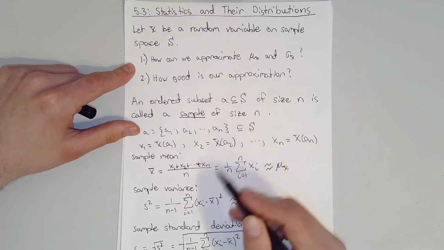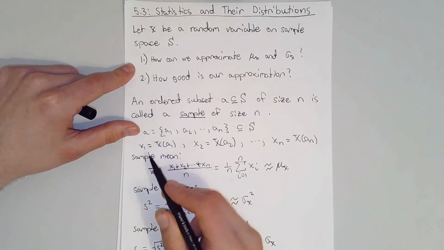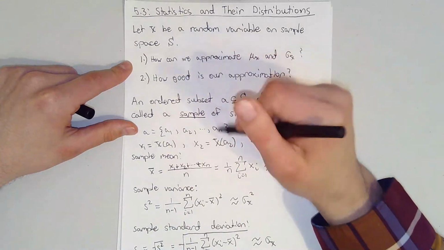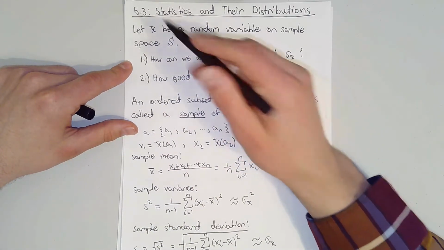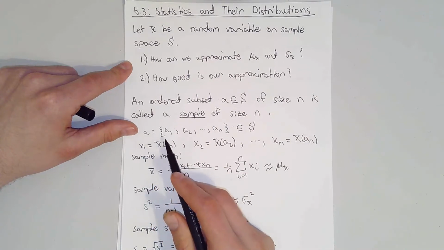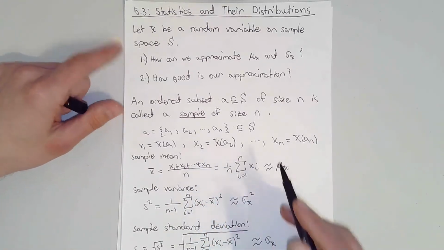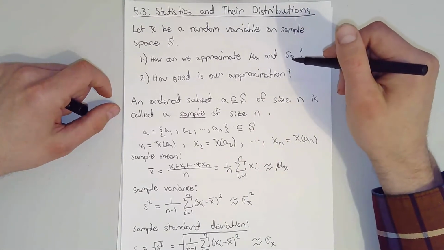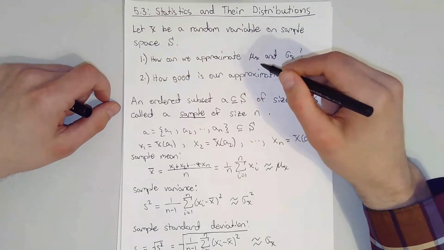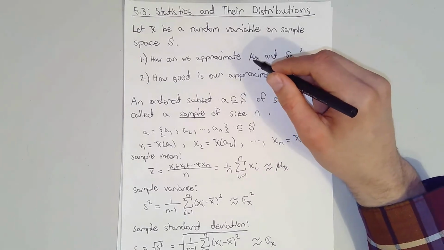Of this sample, we can now define the following quantities. Let x sub 1 be the measurement of the first element of our sample, so capital X of A1. If, for example, capital S was the space of all males in North America, and capital X were the heights of such males, we would let x sub 1 be the height of the first male in our sample. x sub 2 would be the height of the second male in our sample, and so forth. Now, our objective, according to our first question, is how would we approximate these values? In the example I used, mu sub x would refer to the mean height, the expected value of the height of a male in North America.